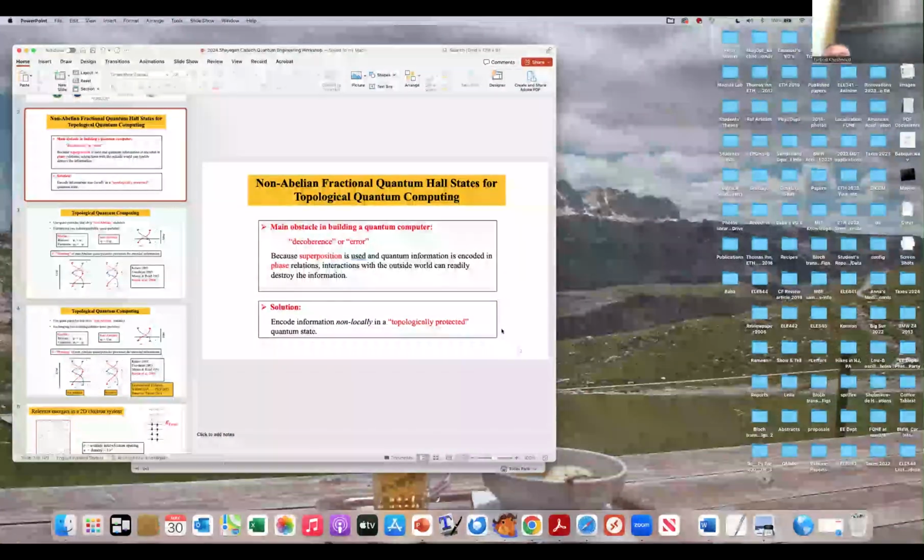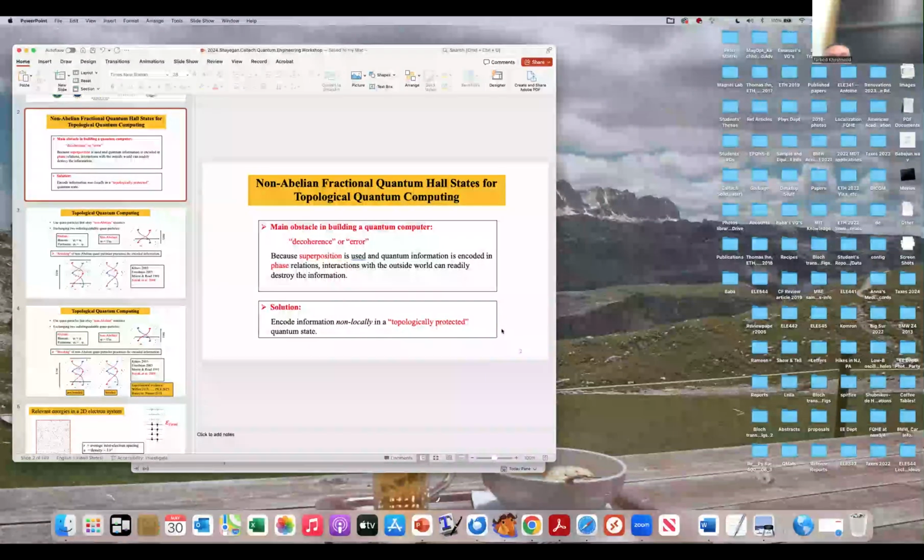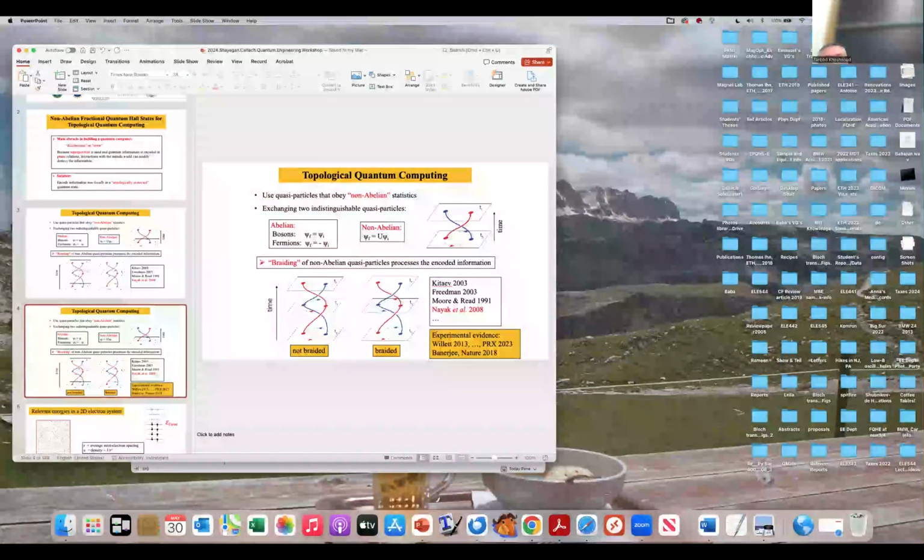Of course, experimentally, to prove that it has the non-abelian statistics and therefore is good for topological quantum computing, that's very hard to show. So the experimental evidence, I'm showing this slide, maybe you can see it. Bob Willett has done some interferometry experiments on the 5/2 state for over 10 years. So it's similar to what I'm sketching here.